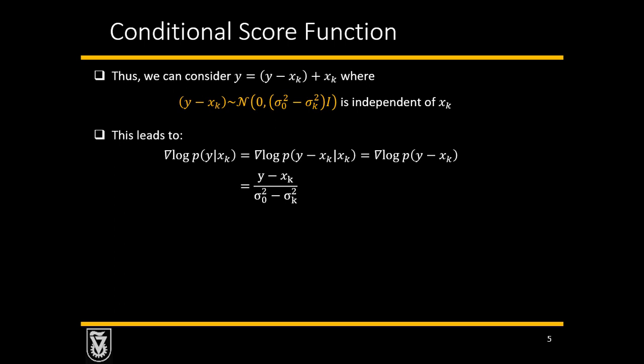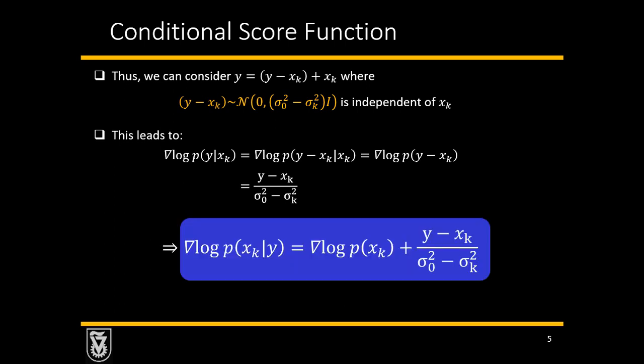This leads us to the following. This gradient log term, because x_k is a known quantity, we can substitute it here, and because this difference is independent of x_k, we can remove the dependence on x_k, and we get the gradient log of the Gaussian distribution, which is a function that we can easily calculate, and we get this following result. And if we go back to our Bayes rule, we get this term for the conditional score function, which involves the first term, which again can be approximated using a denoiser, and the second term, which can be easily calculated as we go along the iterative algorithm.